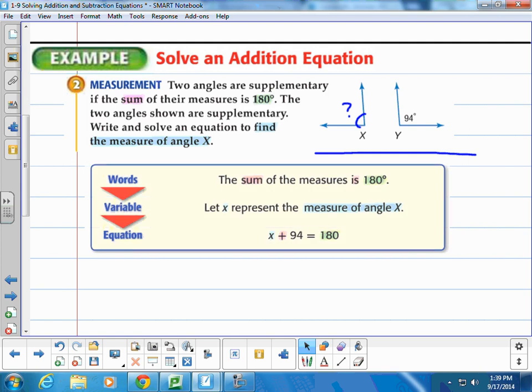So in our book, we see the sum of the measures is 180 degrees. Sum tells me that I'm adding to get something that's equal to 180. And we have a variable x to represent our unknown value. We do know y, and the measure we don't know, x, should add up to equal 180.